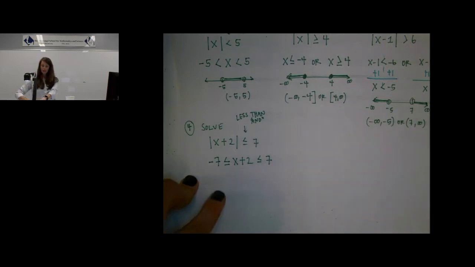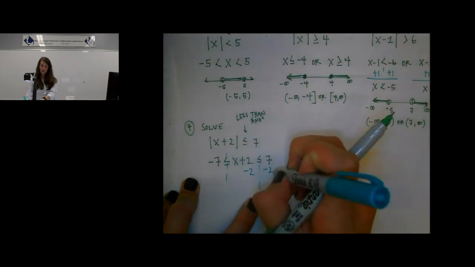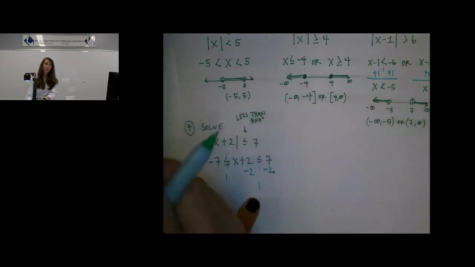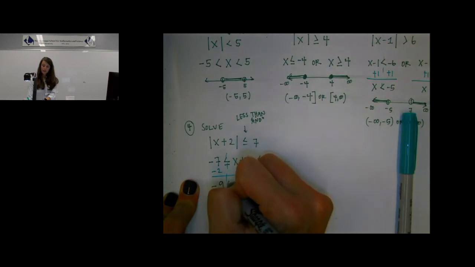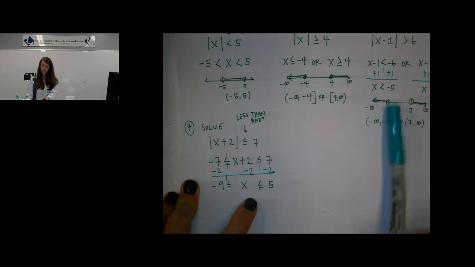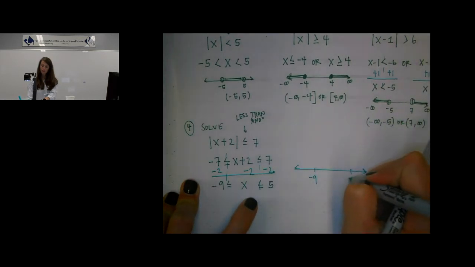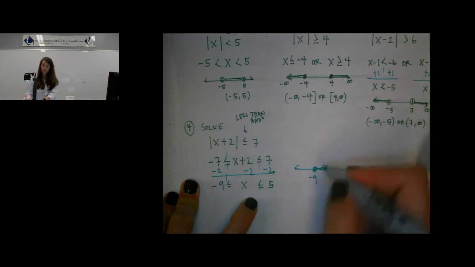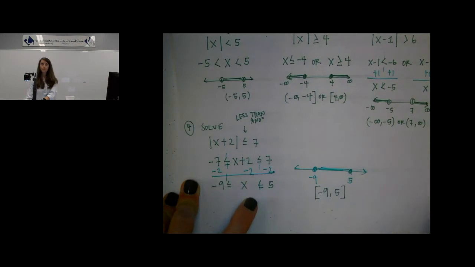So I need to now get the x by itself in the middle. Right? But I can't just do it there. I need to do it what? Over on the other side too. So we'll have a negative 9 is less than or equal to an x, which is less than or equal to a 5. So we have a negative 9 and a 5. Closed circle at negative 9, closed circle at 5, and everything in between. So everything in between negative 9 and a 5.